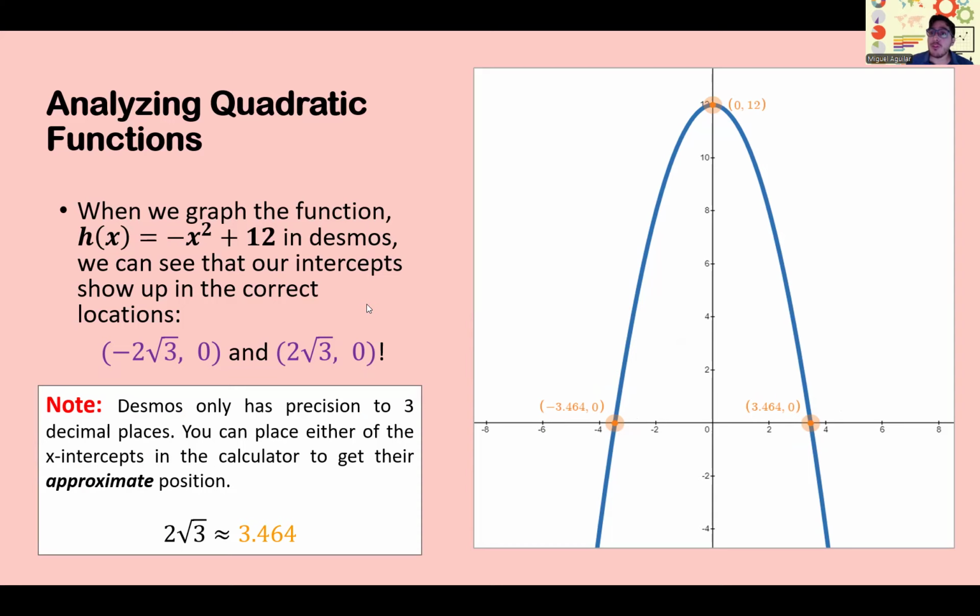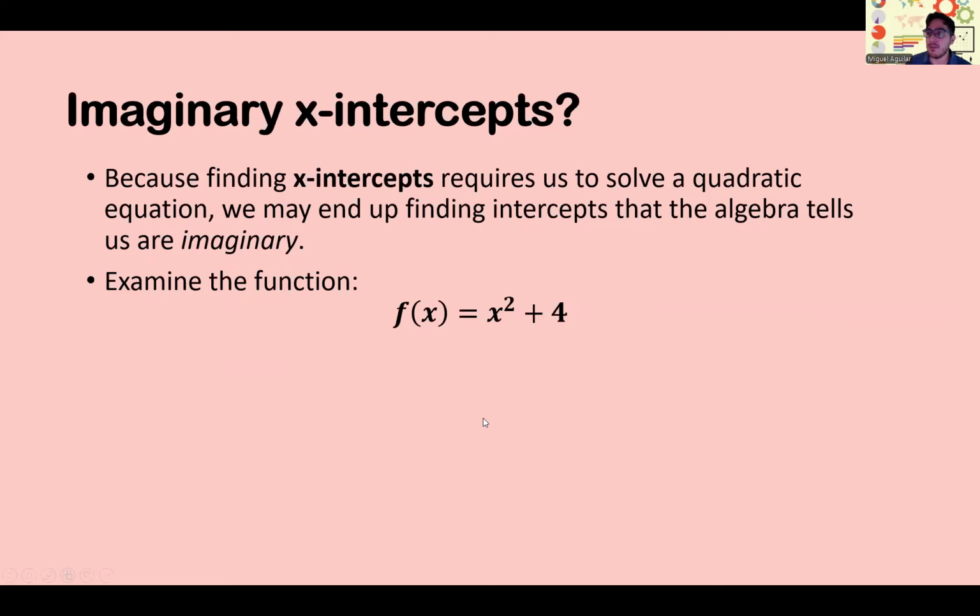Well, I don't want to abuse you much longer here. So the good news is we only have 2 slides left. Okay. And that is, I mentioned that sometimes we get no x-intercepts. Okay. There's an easy way to tell when you're going to get no x-intercepts. That means that your parabola does not cross or touch the x-axis. Okay. And that is when we get imaginary numbers for our x-intercepts.